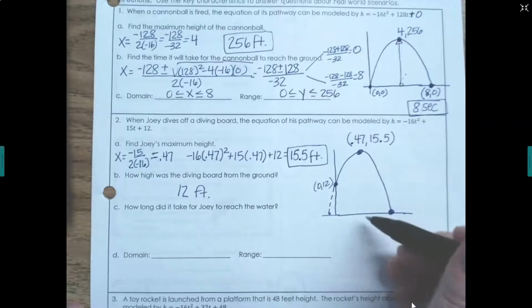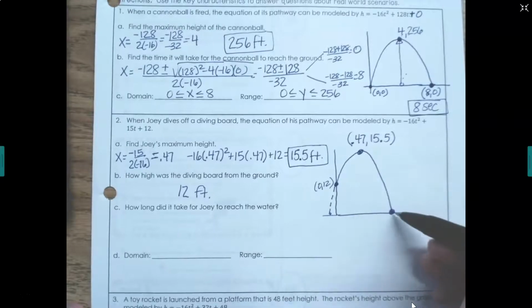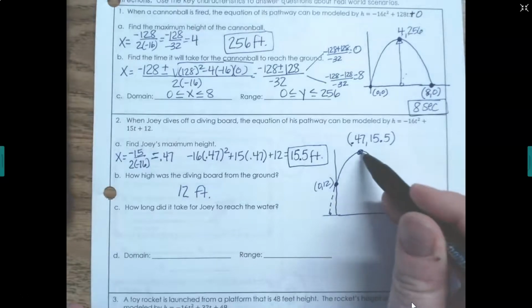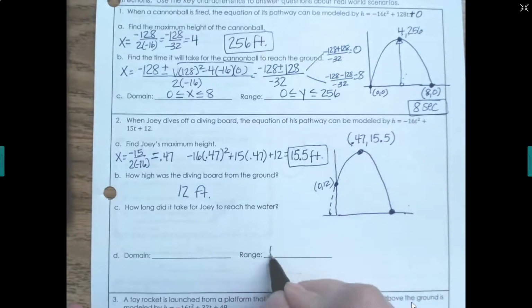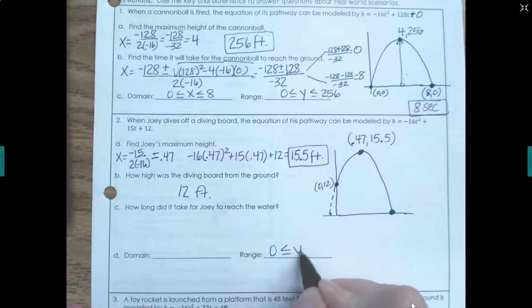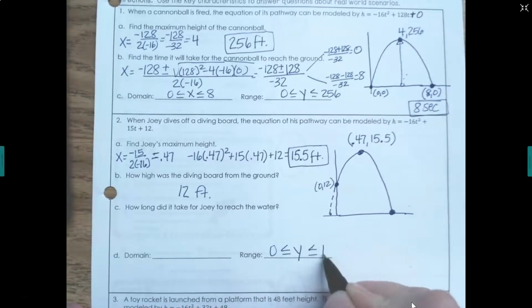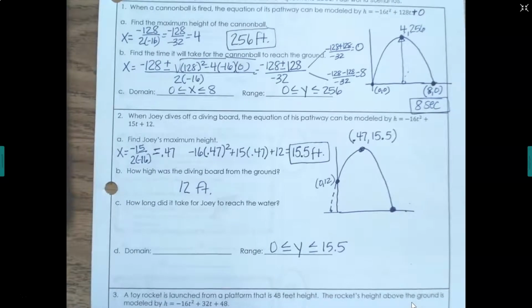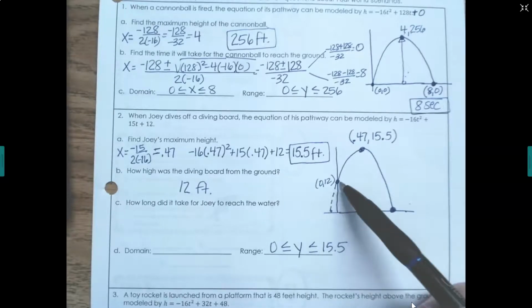We could jump to the range right now. We were able to answer it. So the range is from the ground where he's going to hit the water to where he was at his tallest, which is 15.5. So 0 is less than or equal to y, which is less than or equal to 15.5. Okay, so we know all the y values that are on the graph. How high was he started? Well, he started at the 12 feet mark. It's a high diving board.